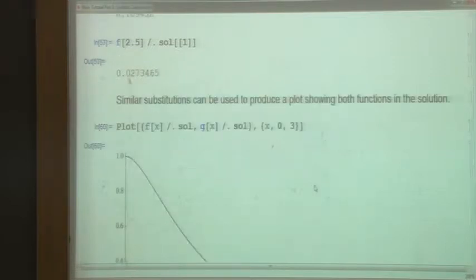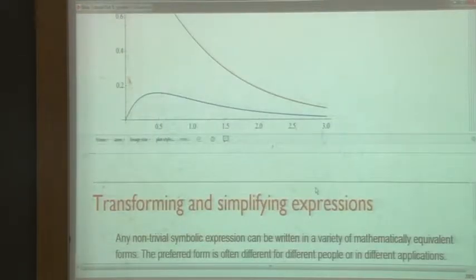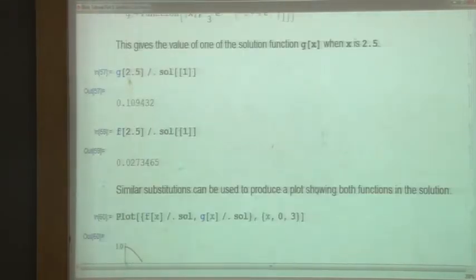But sometimes you may not want to do that because it may be difficult to read the code. So especially at the beginning, this might not be the best idea, but you can see that it's very, very efficient. We are using the same technique. We are replacing the f of x with the rules from the solution, and the g of x with the rules from the solution, and we are plotting the solution from x equals 0 to 3. Any questions? No? Yes, thank you. You're welcome.